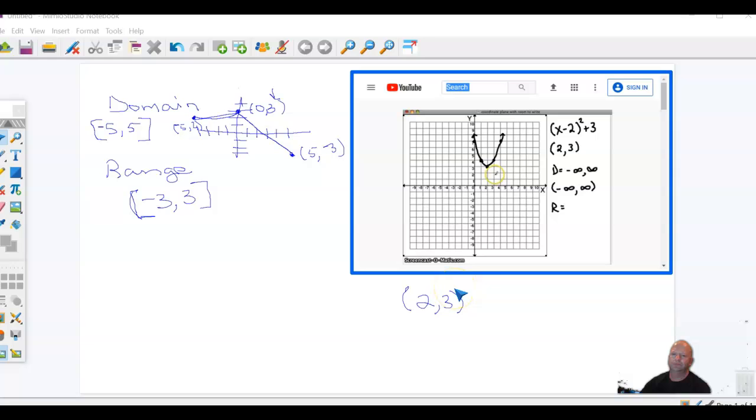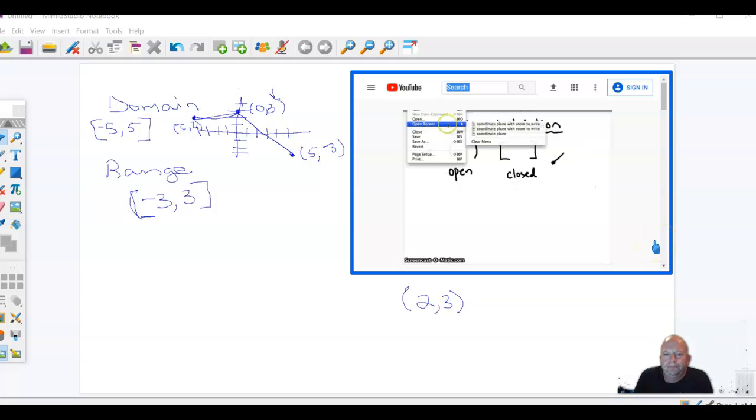Range would be the bottom or the minimum of the graph. So we know that our least y value is going to be 3. And we know it included 3, so it must be a closed 3. So we use our bracket, 3. And then what's our limit on the top? Is there one? Well, no, because these are going to go up forever, so it's going to be positive infinity, and we're going to use a parenthesis always for infinity. So there's our range in interval notation.